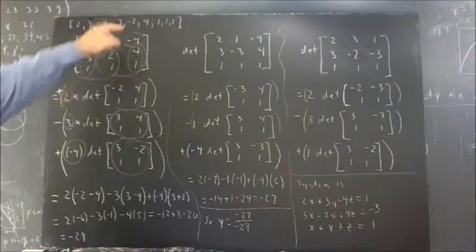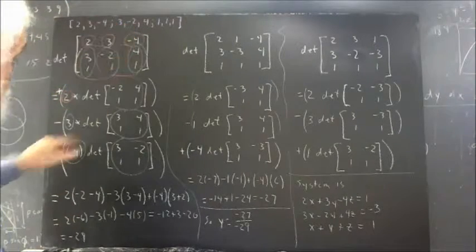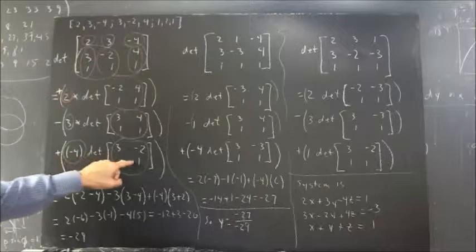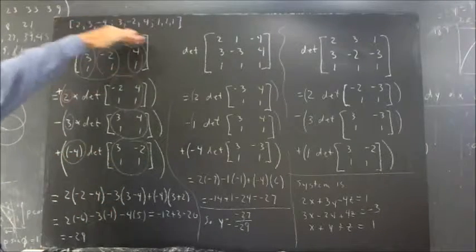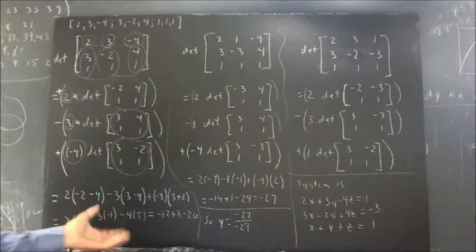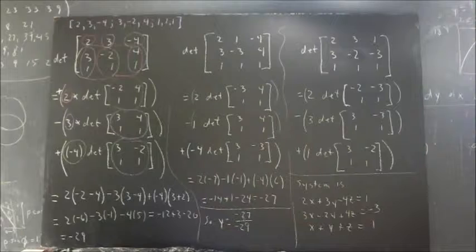And then we do plus this one, this number, the third number in the first row, multiplied by the determinant of the matrix we get when we eliminate its row and column. The rest of the calculation is very simple and straightforward. You just got to be careful about signs and getting the arithmetic correct.